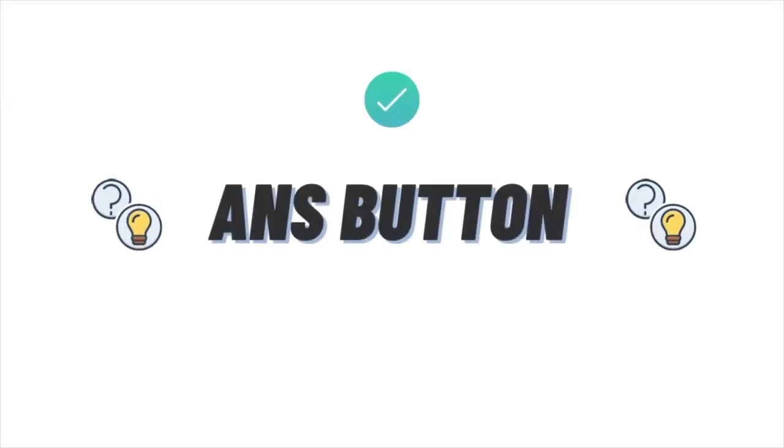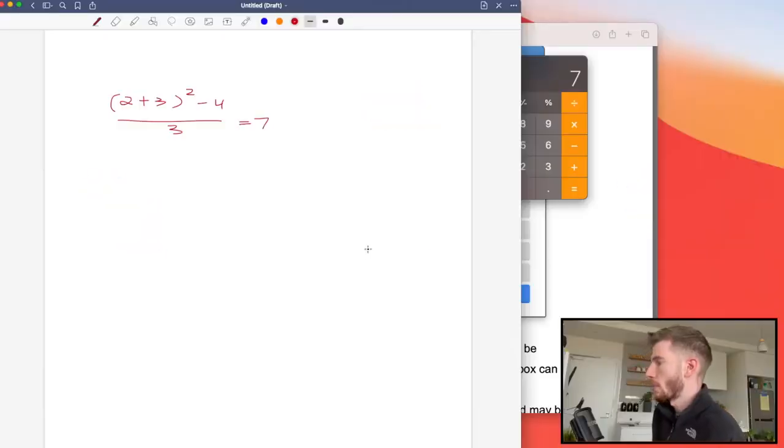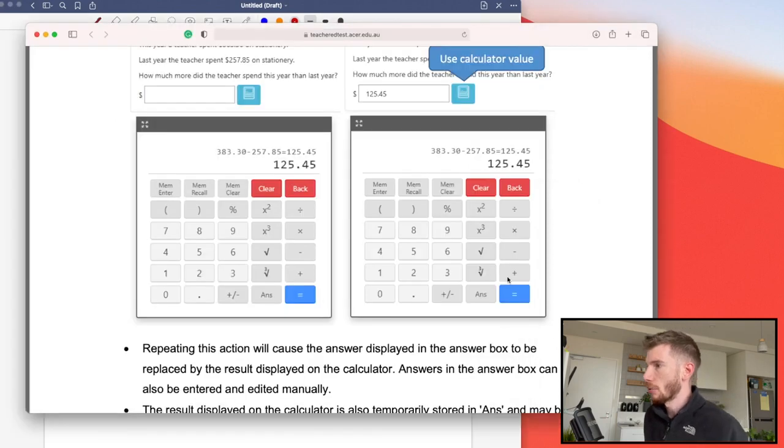The second one is the answer button. So there's an answer button on the calculator. We'll just jump back here, down here at the bottom. And what this does is it automatically stores a memory of your most recently calculated answer. So if you need to reuse that answer in a subsequent calculation, you can hit that button instead of having to type it. And this is really good, especially when you're dealing with really long decimals, but you don't want to round it and you want to keep using it for the next calculation. So it means that you don't have to retype it.